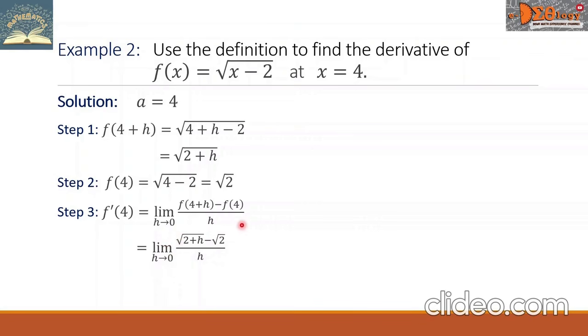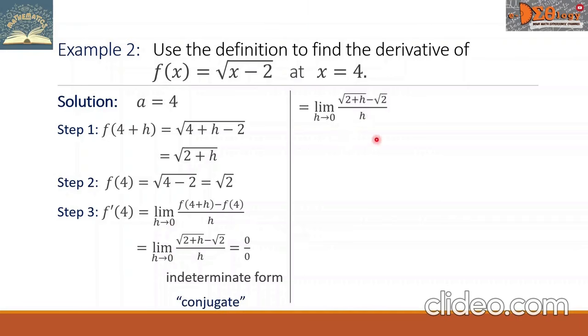In the numerator, we cannot simplify further the radicals. We cannot cancel anything here. And suppose we want to evaluate the limit, meaning we substitute 0 for h. Imagine that the values will come to 0 over 0, which is what we call an indeterminate form. So, we will go to the next method. Since we have radicals, we are going to use the conjugate method. So, we will rewrite the problem in here.